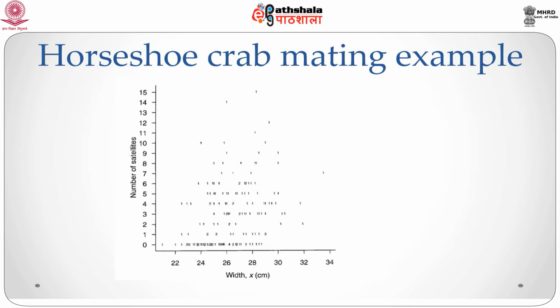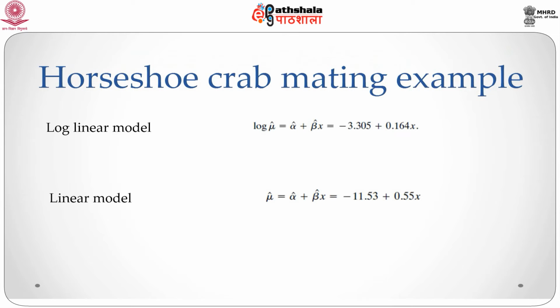We could perhaps get a more revealing plot by classifying width into several categories and then plotting the category means against the width and smoothing the plot. This, of course, requires a reasonably large data set. GLM software was used to fit the log linear model to the data. The fitted regression equation says log of mu hat equals alpha hat plus beta hat x. We can get the maximum likelihood estimators of alpha and beta, and it turns out to be alpha hat equal to minus 3.305 and beta hat equal to 0.164. We can use this to plot the regression line from this fit.